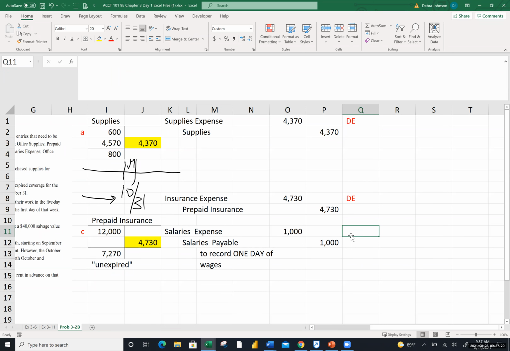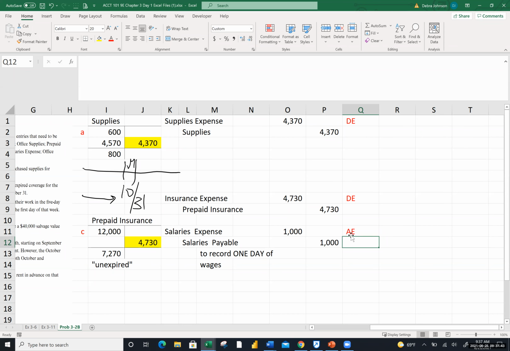Has the cash changed hands? The answer is no. They won't get paid until Friday. It's 10/31 and they've worked 1 day for us. So because the cash hasn't changed hands, this is an accrual as opposed to a deferral. This is an accrued expense.